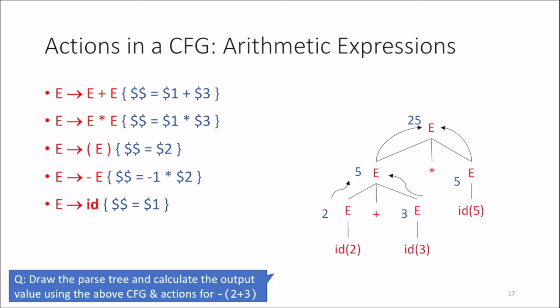So in order to check that you understand how actions work, I want you to draw the parse tree using the same grammar and the same set of actions. Write down the parse tree and calculate how it would compute the value of minus and then open brackets 2 plus 3 close brackets. And one thing to pay attention to is whether or not this input string is ambiguous. Does it give you different answers, or does it give you exactly one answer based on the derivations that you can get for that input string?